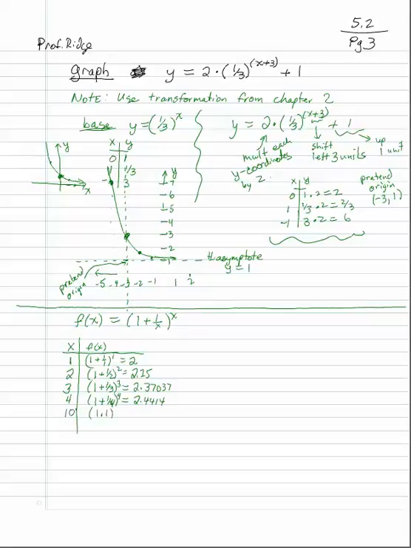And then let's skip down and start looking at 10. 1 plus 1/10 is 1.1, and we get 2.5937. For 100, 1.01 to the 100 is 2.70481. I'm just punching this in my calculator. I already did it, so that's why I'm going so fast. But you can pause it and try it on your calculator.